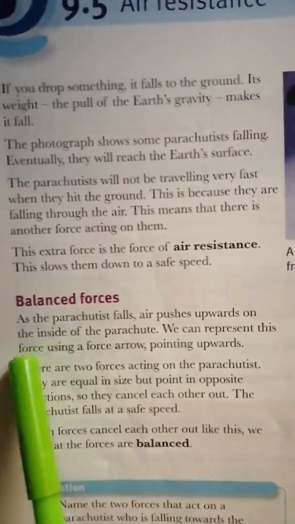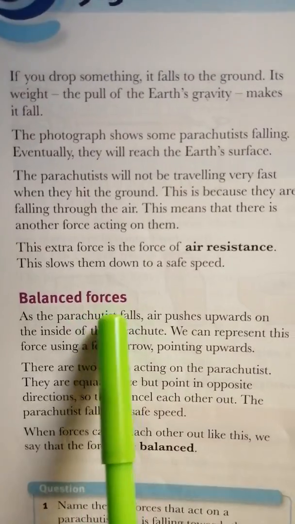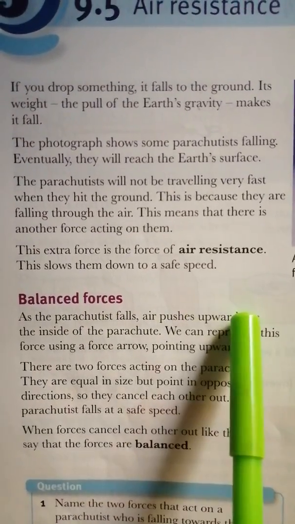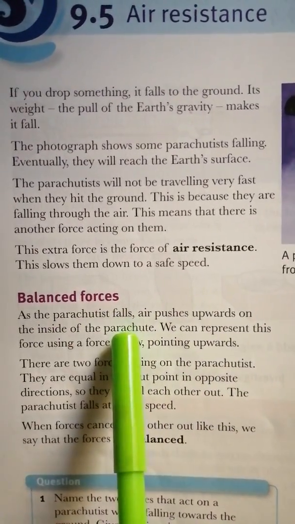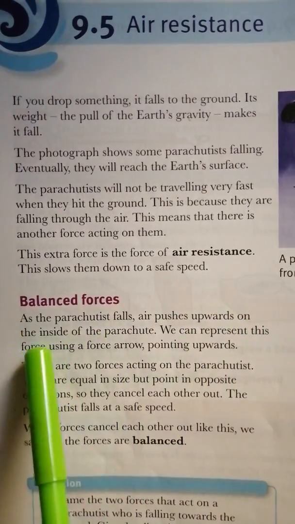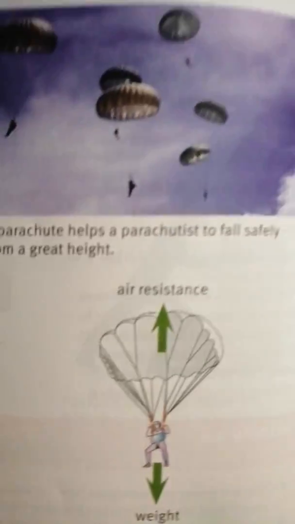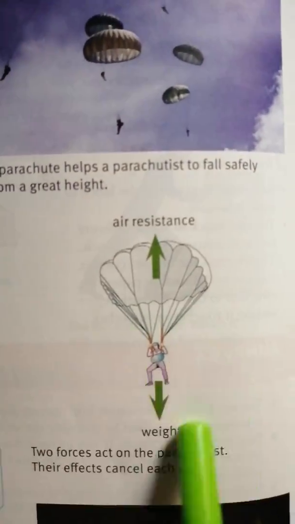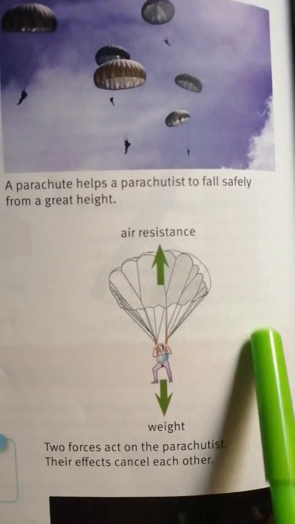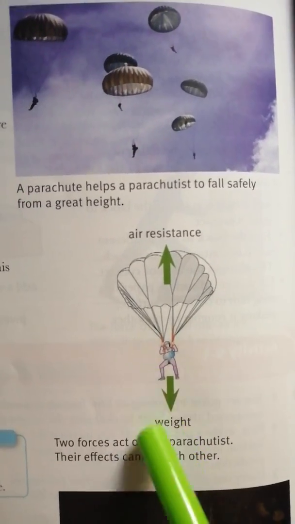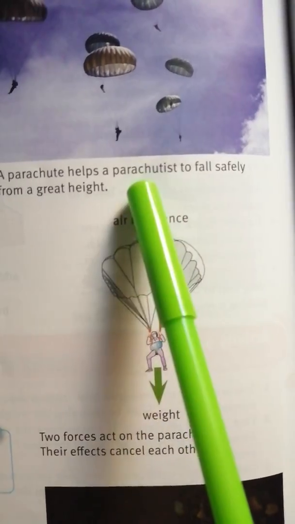Now, balanced forces. As the parachutists fall, air pushes upward on the inside of the parachute. We can represent this using a force arrow pointing upward. So here we see it in this diagram. We have two forces acting in opposite directions: the weight pulling down, the air resistance pushing up.